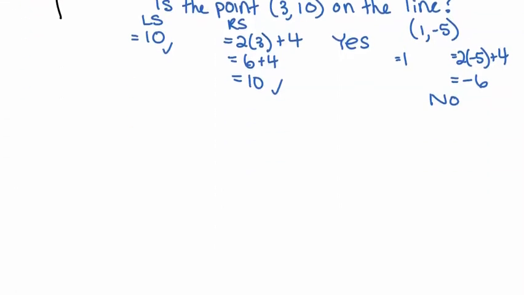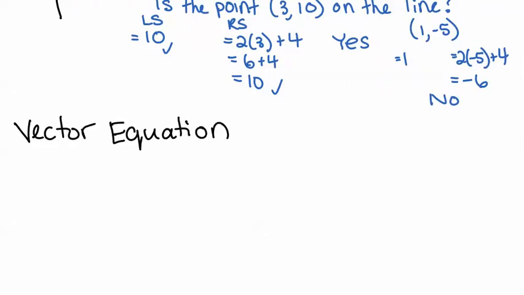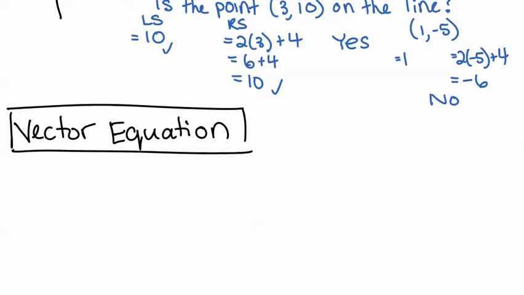So let's extend our knowledge and do a vector equation. So it's another way to write an equation, and it's called a vector equation. And for a vector equation, we need to know a point on the line, and we need to know a direction vector.